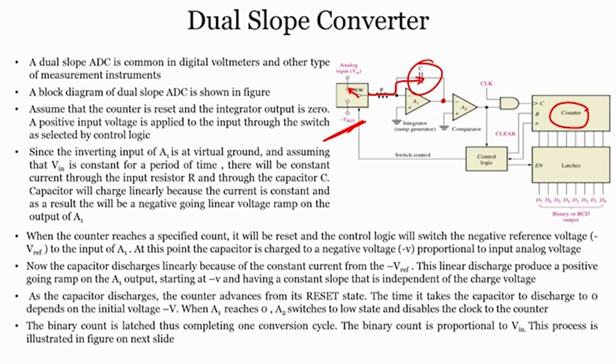When the output of A1 reaches 0, A2 switches to low state, and disables the clock of the counter, because if it is low, the clock will be disabled, and if that is the case, the binary count stops, thus completing one conversion cycle. The binary count is proportional to voltage V in.